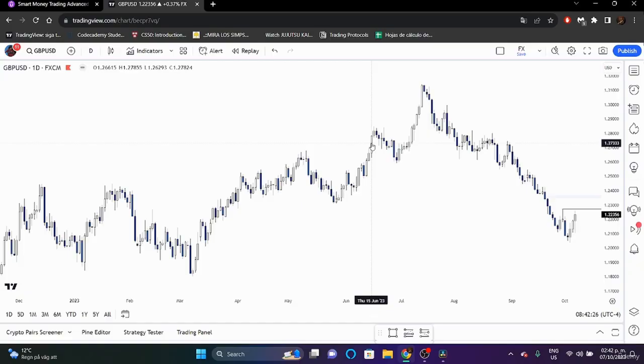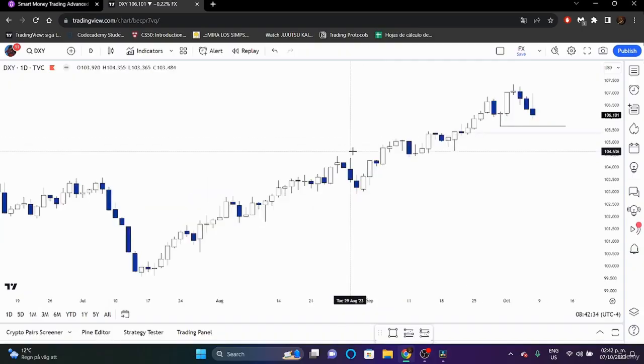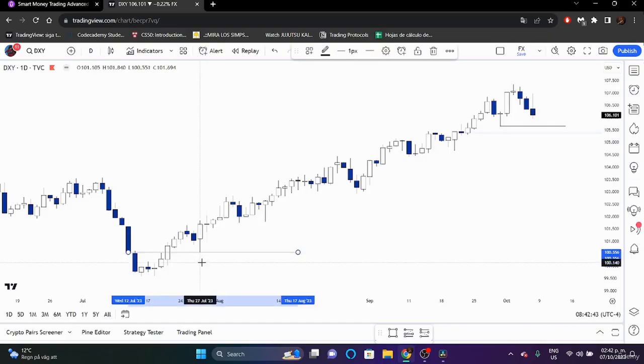We can find it on GBP, on DXY, which DXY will offer us more of this phenomenon. Okay, it will offer us plenty more examples. As you can see, this is the volume imbalance which gets traded through, then it gets retraded. We go lower, we touch it again, there's a fair value gap as well, we go higher.